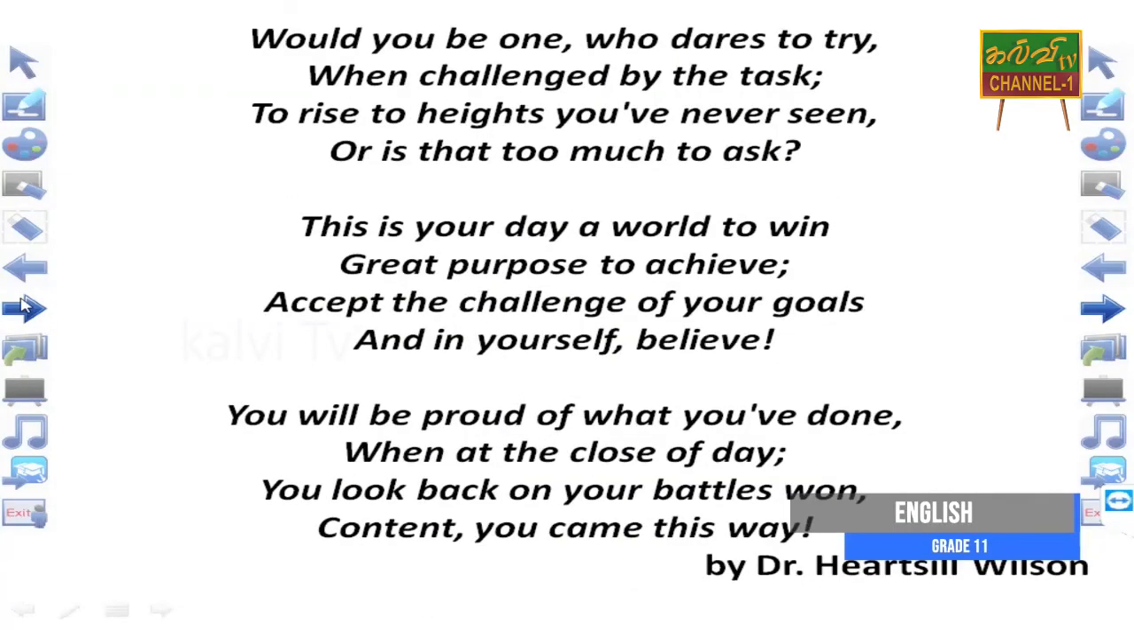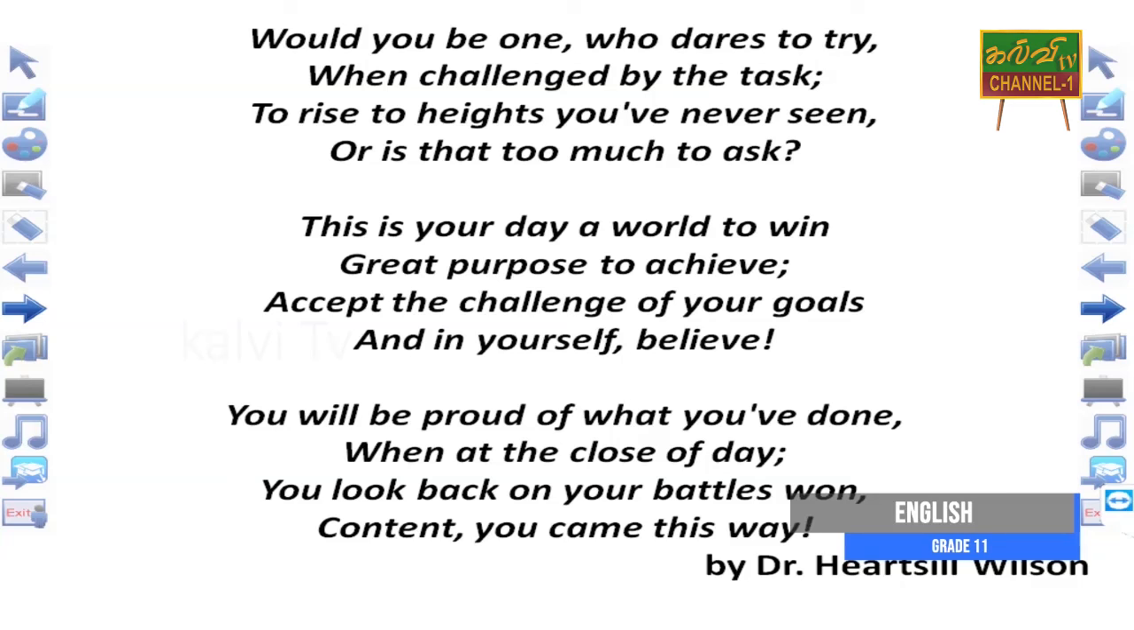Would you be one who dares to try, when challenged by the task, to rise to heights you have never seen, or is that too much to ask? This is your day, a world to win, great purpose to achieve. Accept the challenge of your goals and in yourself believe. You will be proud of what you have done when at the close of the day you look back on your battles won, content you came this way. It is written by Hartzell Wilson.